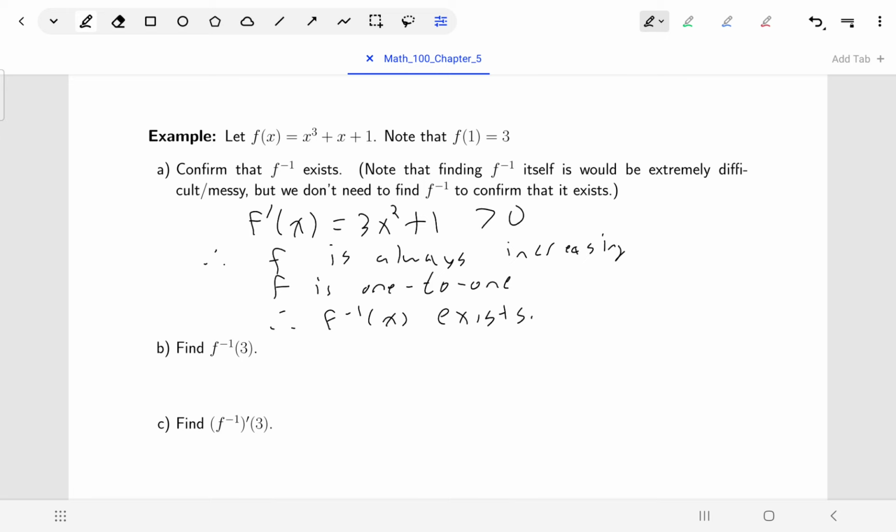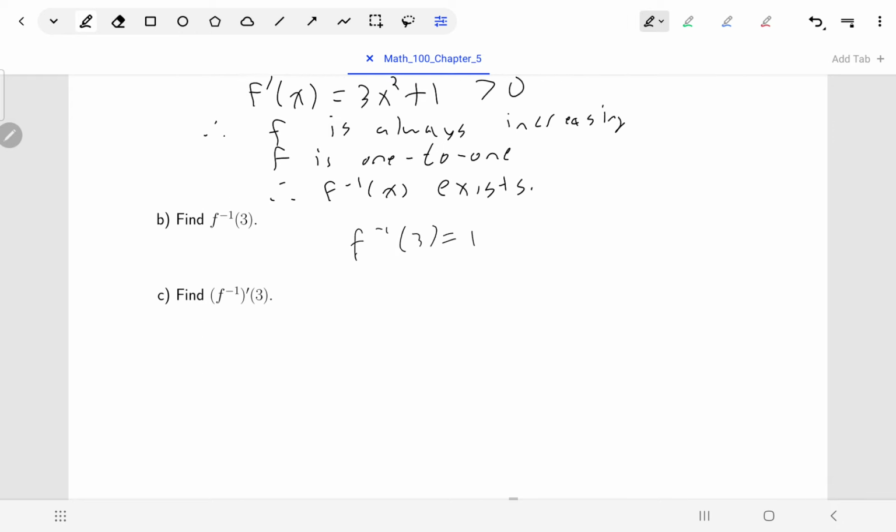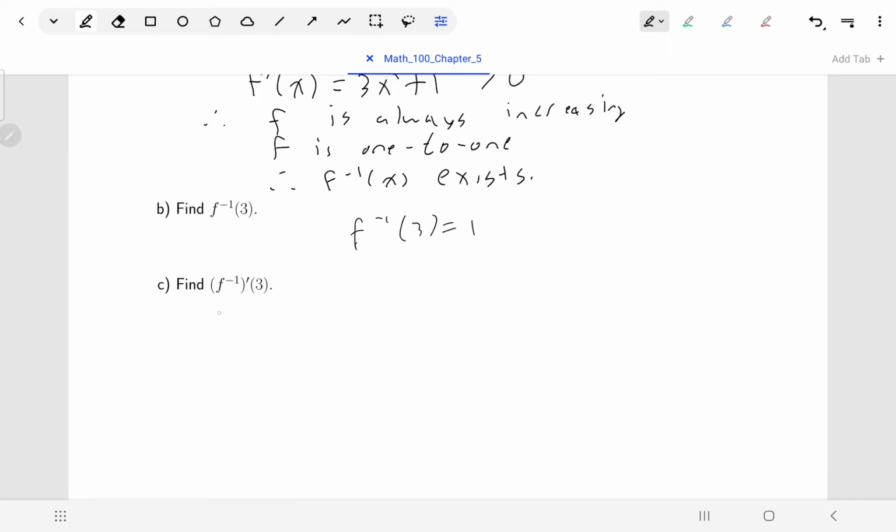And I don't actually need to find it because I'm only interested in, at the very end of it all, what is the derivative of this inverse when x is equal to 3. So I need to know what is the y value when x is equal to 3. And actually, I kind of already know the answer. And that's because since f of 1 itself is equal to 3, then f inverse of 3 should be equal to 1.